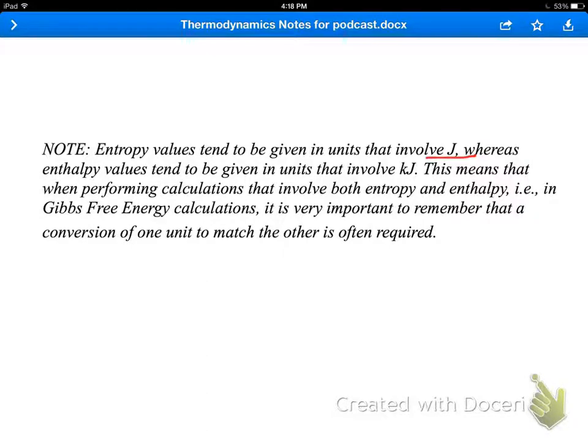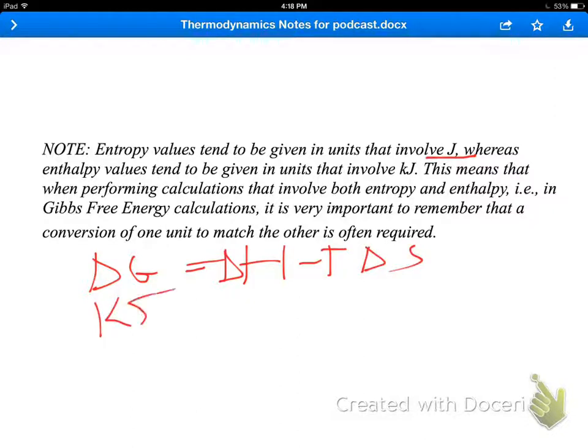Might feel like I'm beating a dead horse, but I can't tell you how important it is, how many times people make mistakes. Entropy values are in joules. Enthalpy and Gibbs free energy are in kilojoules. And you need to be careful about making conversions. So if delta G equals delta H minus T delta S, and this is in kilojoules, and this is in kilojoules, and this is in joules, you got a problem. You got to do a conversion. Okay?